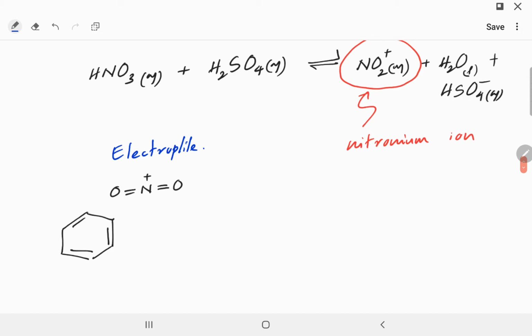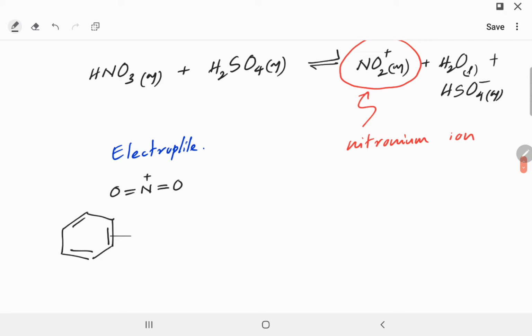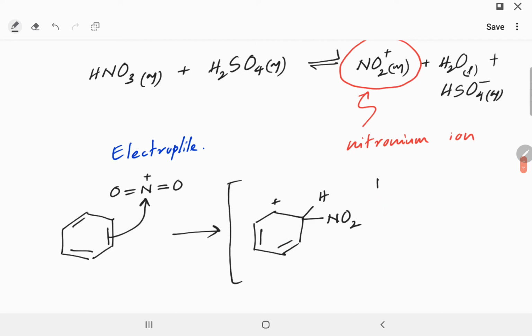Okay, so benzene, one of the double bonds on benzene can be used to attack the electrophilic nitrogen, and then you will get a carbocation with the nitro group attached. Okay, so this is how it looks. Of course this carbocation is highly unstable.